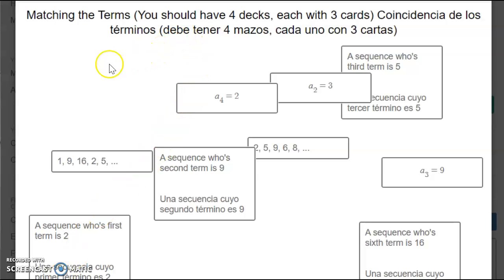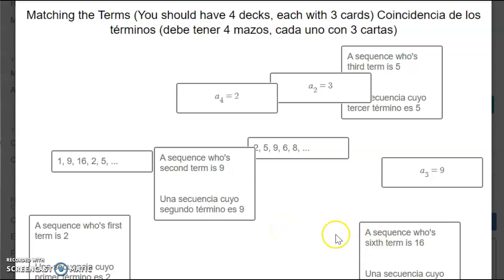Now we're up to card number 5, where we are matching the terms. You should have 4 decks, each with 3 cards. Okay, so now you have different terminologies. Remember, A of 4 or T of some number refers to the value of the term in the sequence, and the little 4 here tells me that it's the fourth term. So this tells me the fourth term is 2, which is the one that says a sequence whose fourth term is 2.